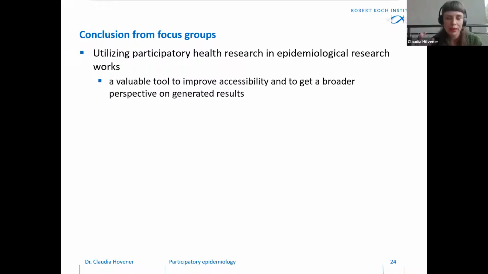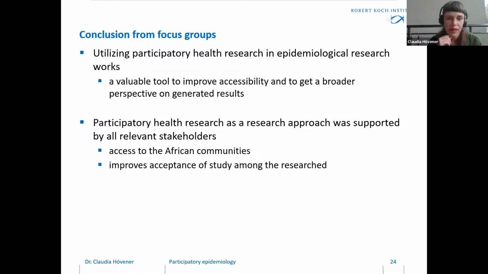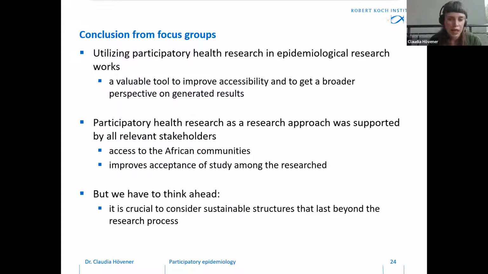Then also, the conclusions were that utilizing participatory health research in epidemiological research works, because it's a valuable tool to improve accessibility and to get a broader perspective on the generated results, as I mentioned before. Participatory health research as an approach was supported by all relevant stakeholders because it gave us good access to the African communities and improved the acceptance of the study among the people we conducted the research with. But we have to think ahead. I mentioned this before, but I cannot mention it often enough: it is crucial to consider sustainable structures that last beyond the research process. And I'm afraid this only happened partially with the MISA study.